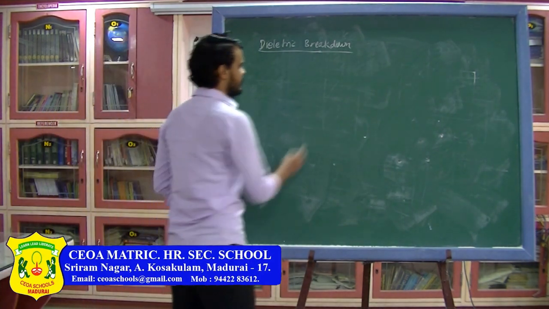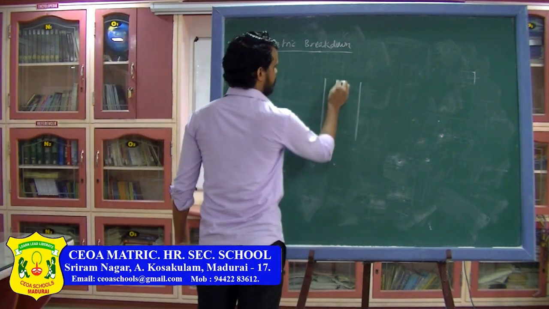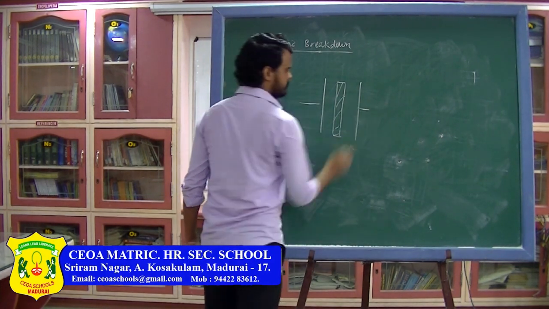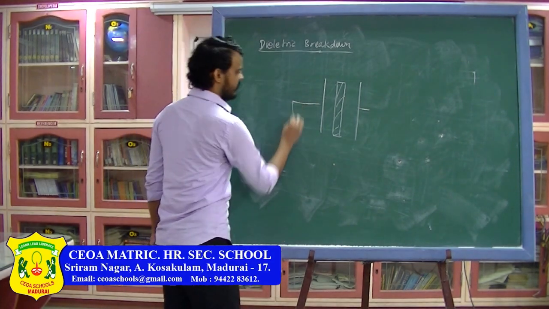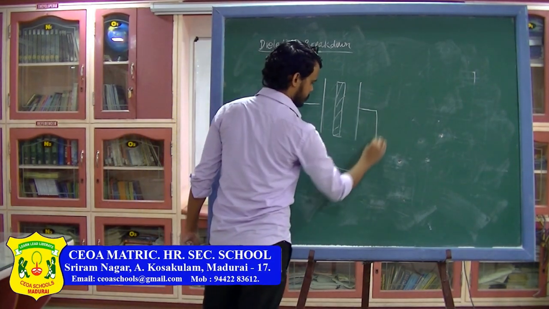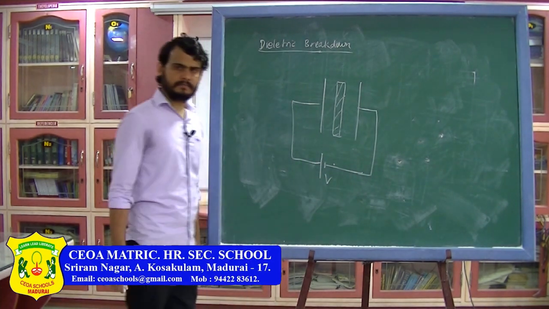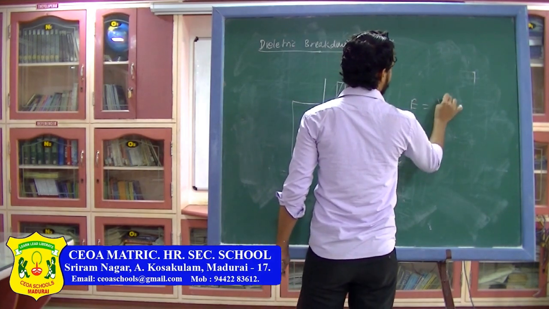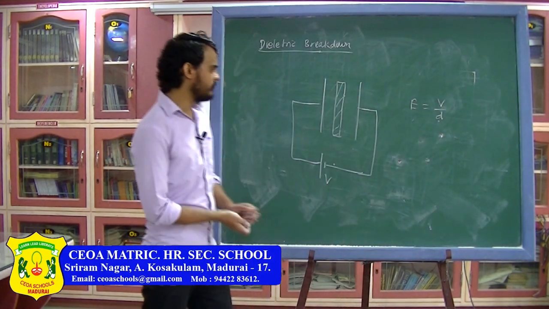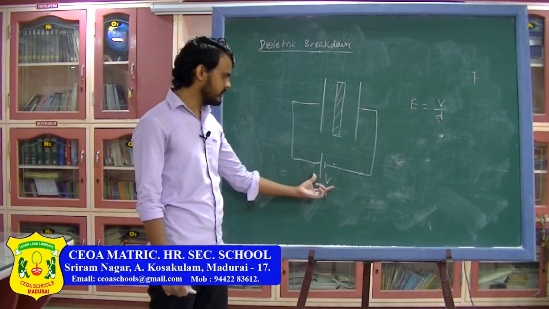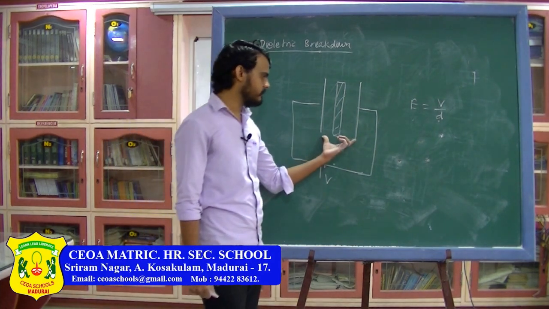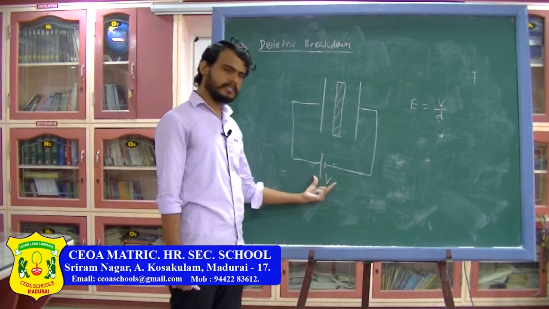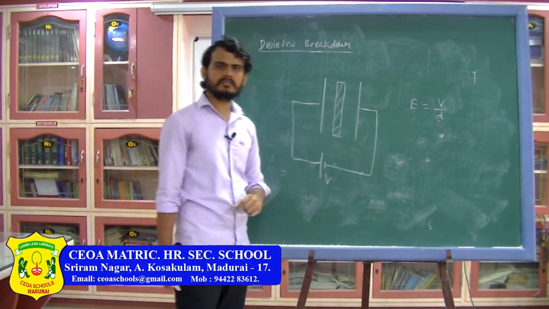By the same concept, here you have a capacitor and between the capacitor plates we have a dielectric slab. As you know, if you are connecting the battery to the capacitor, the electric field between the capacitor plates E can be written as V divided by d. Now if I increase the potential of the battery, the electric field here is going to increase because E is directly proportional to the potential of the battery.